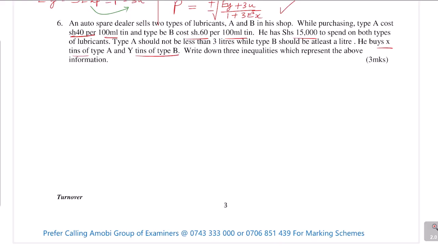And the cost of one tin is 40 shillings. That is type A, 40 shillings. And there are x tins. So the cost of x tins will be 40 multiplied by x.